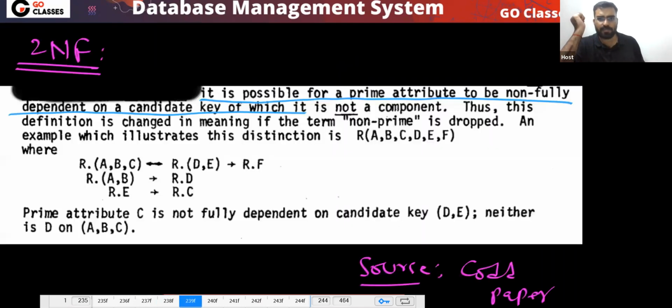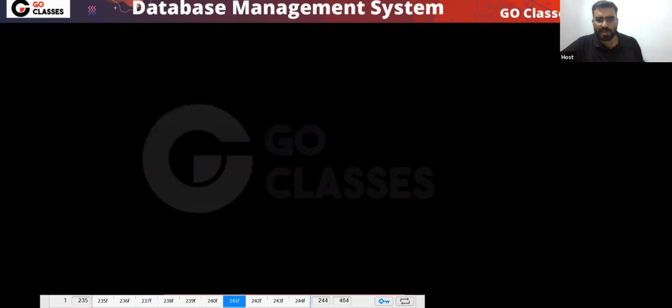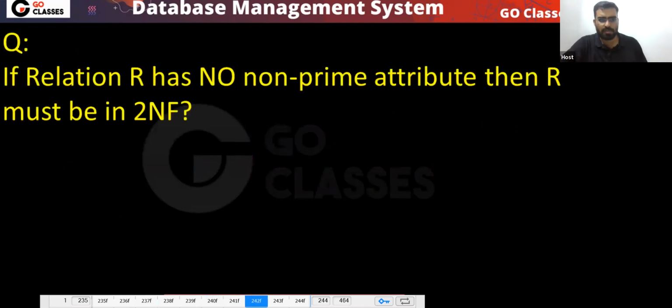Did you understand 2NF? Please tell me. So remember, in 2NF this can be possible: for prime attributes, we don't care whether they are partially dependent or not. Tell me, is this point clear?